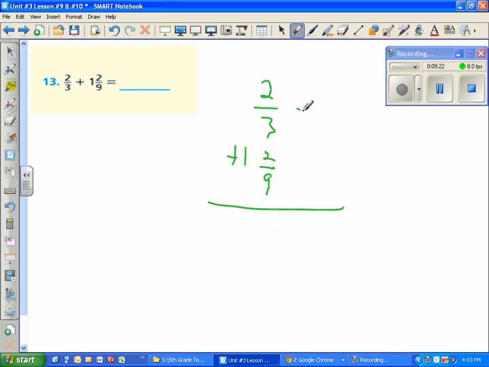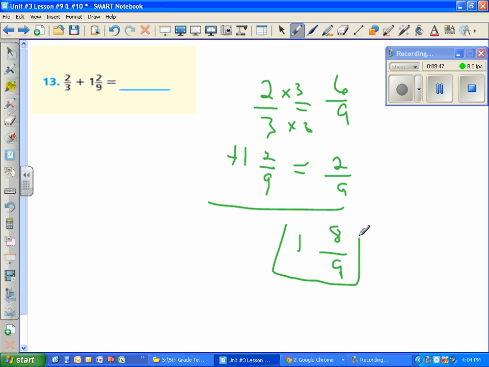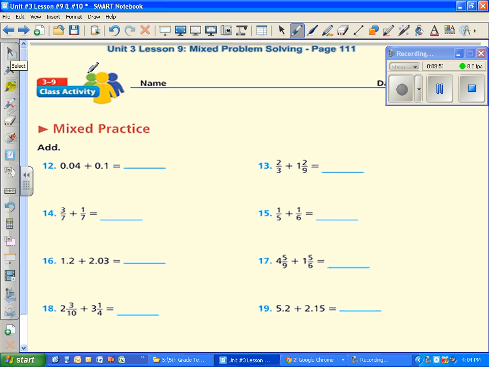Looking at the common denominator of 9. Why 9? Because 3 goes into 9 and 9 goes into 9. So this still becomes 2/9. And this is 3 times 3. What I do to my denominator, I do to my numerator. And you end up with 6. 6 plus 2 is 8. 8/9. Don't forget about your whole number. Final answer, 1 8/9.